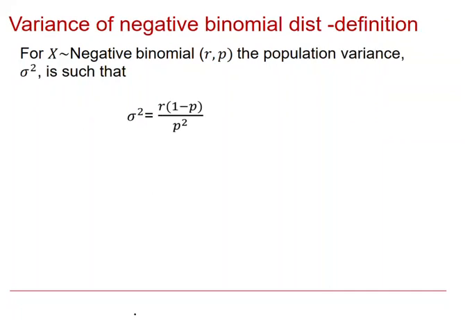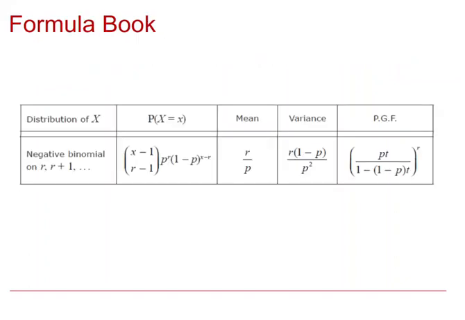The variance for the negative binomial distribution is defined as R(1 minus P) over P squared. And if you recall, the variance for the geometric distribution was (1 minus P) over P squared. And again, we have a factor of R involved. You may like to think why the negative binomial mean and variance might be R multiplied by those of the geometric distribution. It's something you could perhaps think about and research. The definition for the probability function, the mean and the variance for the negative binomial are all given in the formula book.